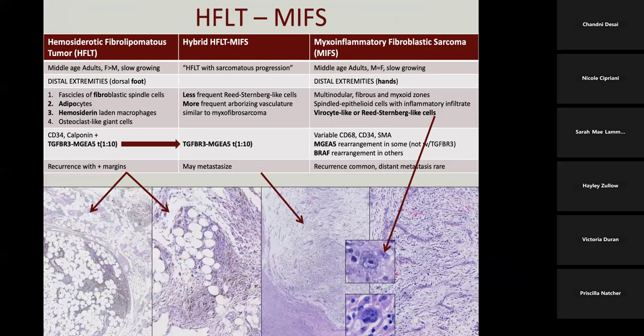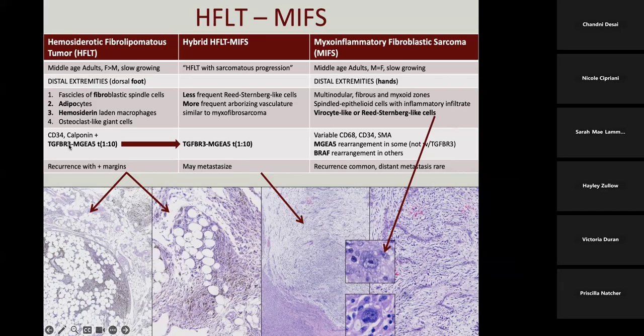Hemosiderotic fibrolipomatous tumor and myxoinflammatory fibroblastic sarcoma are a spectrum arising usually in the distal dorsal extremities like dorsal foot and hands. If you see a lesion that looks like hemorrhagic, scarred fat, that's HFLT. You might look at it and be like, I don't know, did this person bump their toe? It looks like fat with scar and blood. Well, it could be HFLT.